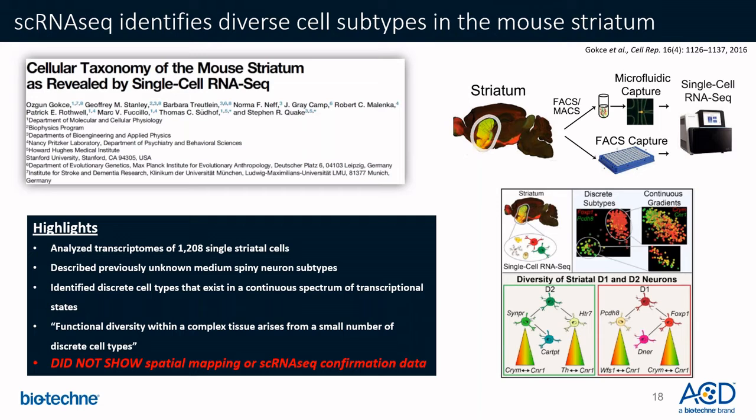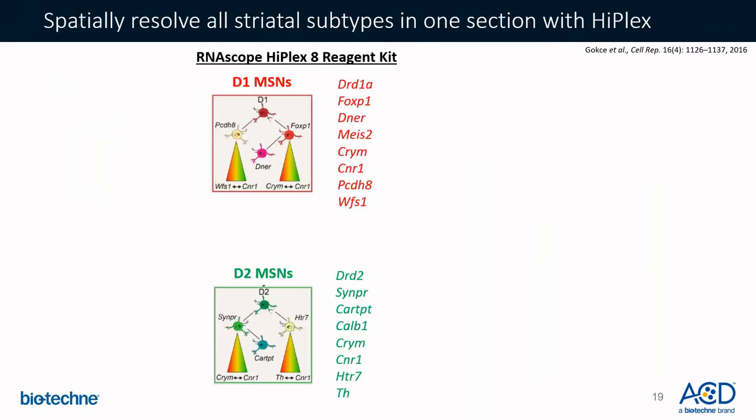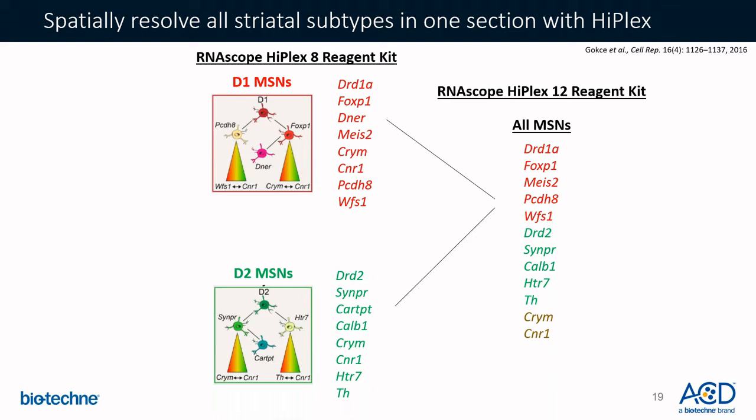So we employed the RNAscope assay to confirm and spatially map these subtypes in the mouse brain. For the purpose of this application, we utilized 3 different experimental panels. We used the HiPlex 8 reagent kit that allows us to look at 8 targets simultaneously. And then we also looked at the RNAscope HiPlex 12 assay that allows us to look at 12 targets simultaneously to kind of resolve this medium spiny neuronal heterogeneity.